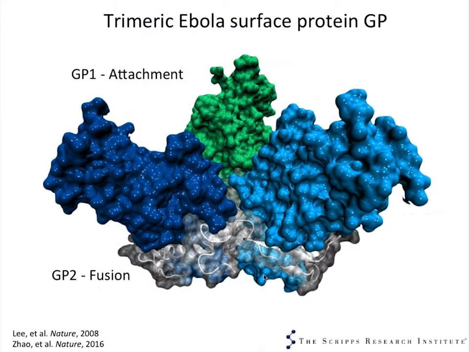So GP is a trimeric protein. It's composed of a GP1 subunit, which drives the attachment to the host cell, and the GP2 subunit, which wraps around the base of each of these three GP1 subunits and forms the fusion machinery.